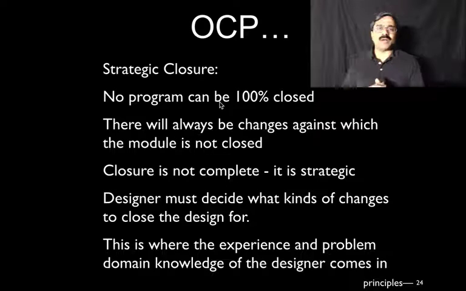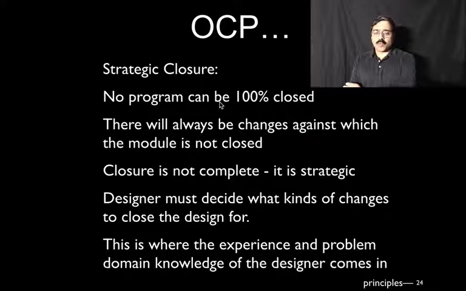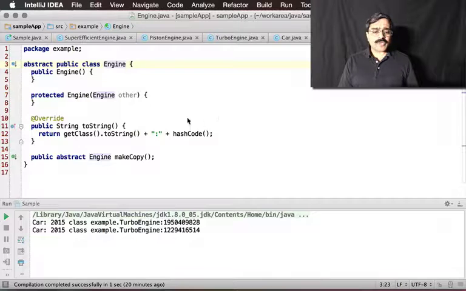So a software module is not ultimately extensible. It's only extensible for what we actually plan. Now, there will always be a change against which a module is not closed. Let's consider one example for a minute. Let's go back to this example of the car with an engine.